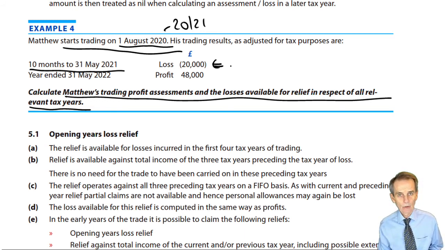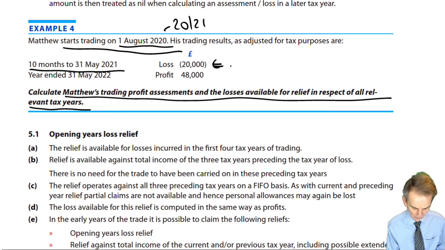Those claims, of course, if the loss is big enough, may be extended to go against capital gains, but only following the claim against total income for that tax year, and then you can use it as a capital loss against the net gains of that tax year. Any loss not otherwise used, or you've chosen not to otherwise use, is carried forward against future trading profits of the same trade. So 2021, we know it's a loss, we know where we can use that loss.